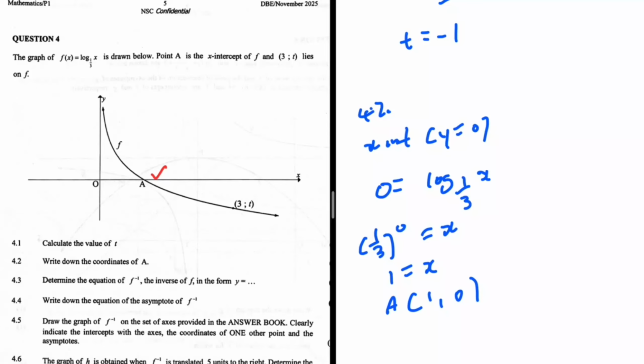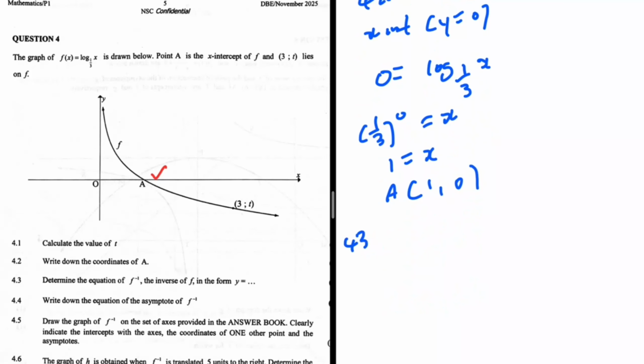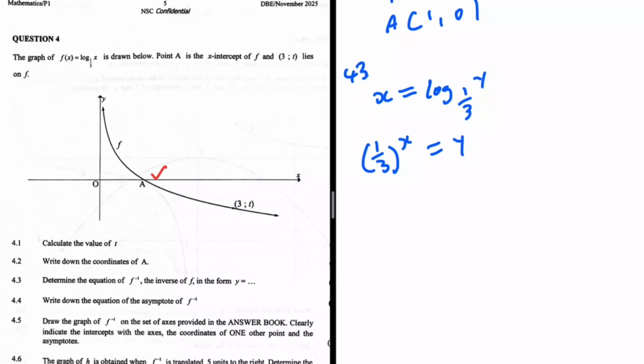Okay, so that is 4.2. 4.3, we're looking for the inverse. So I'm just going to swap x and y at this point. Swapping x and y, I get log of y base 1 over 3 equals x. So what do I have? 1 over 3 to the x equals y. Right, that is 4.3.